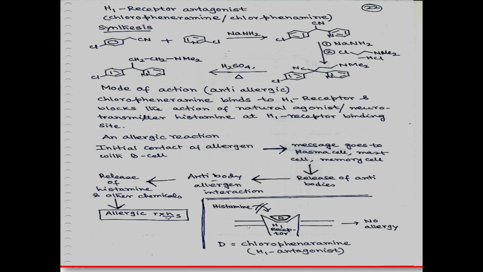This is the cell membrane, this is the H1 receptor, and in this receptor binding site there is the drug molecule chlorphenamine interacting with the binding site. Now when histamine, the endogenous agonist, comes to this particular center, there is no scope for interaction, so the biological response will not go, and the allergy will be under control.